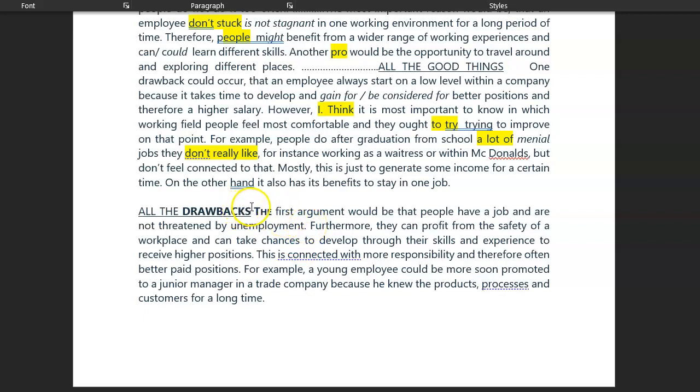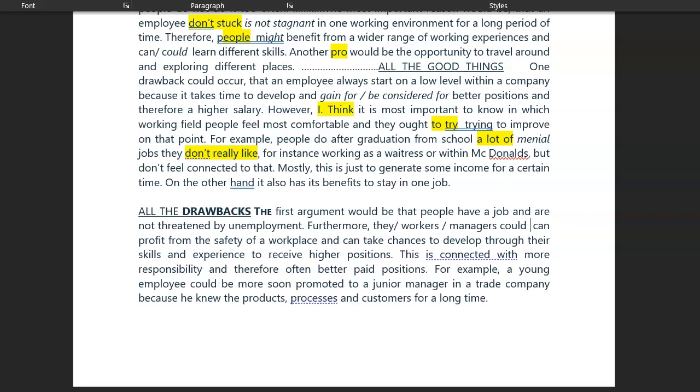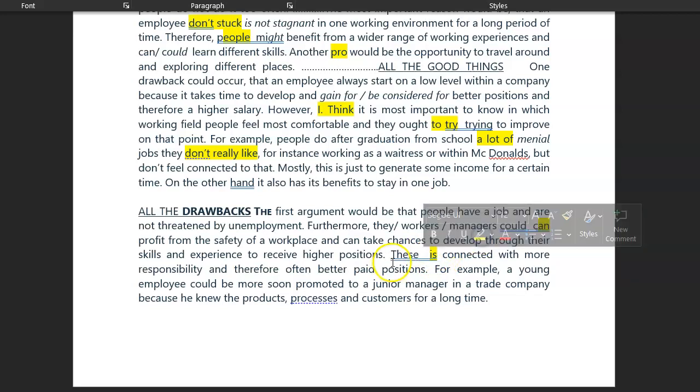Okay, so however, you could say, staying in one company can offer you job stability and you would not be threatened by unemployment. Furthermore, so here these are workers, managers would be able to or could profit from the safety of the workplace and take chances to develop their skills and experience to receive higher positions. Okay, the higher positions are connected with more responsibility and therefore often better paid.